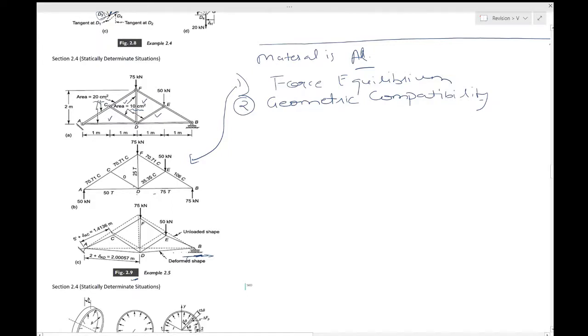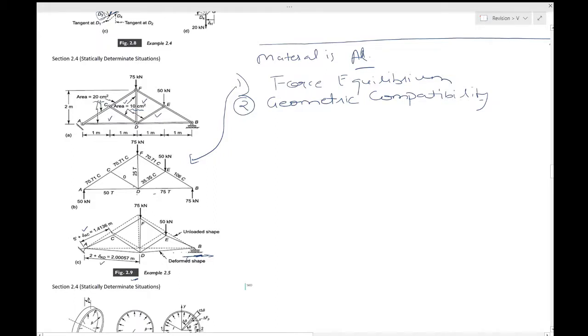Okay, now you can conclude that each member of the truss is free to lengthen or shorten without any restraint being imposed by the other members of the truss. That's also reasonable to assume. So you just make a displacement for all of them, and okay, so take a delta AC. So delta AD and so on.